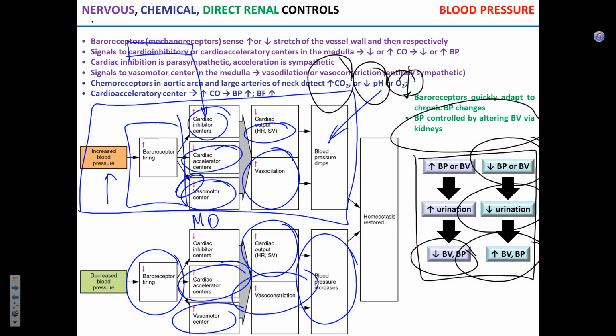Is that the same thing that would happen if you donate plasma too? Anything that will reduce the blood volume. Absolutely.